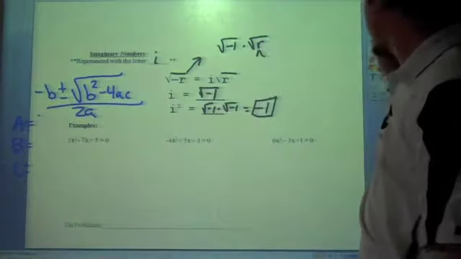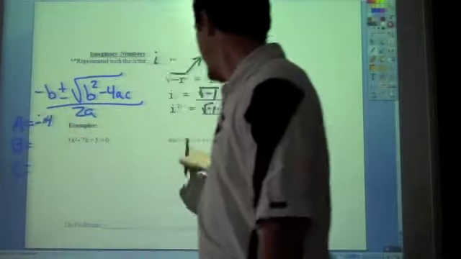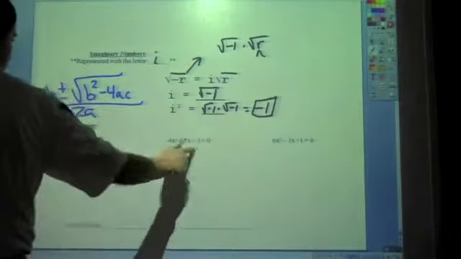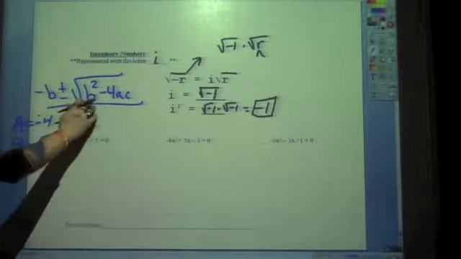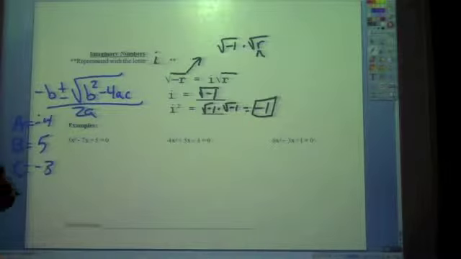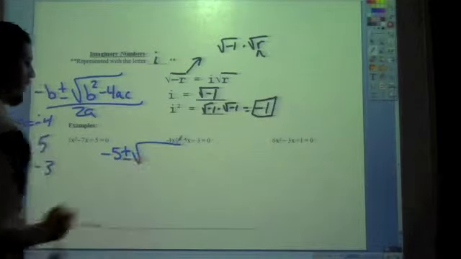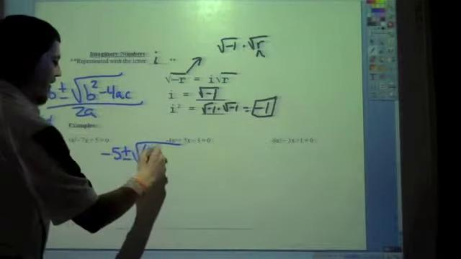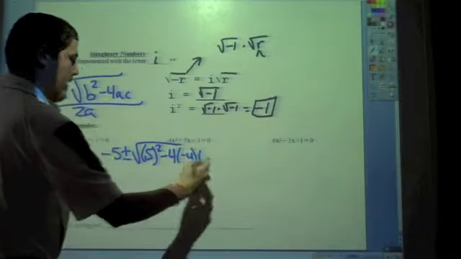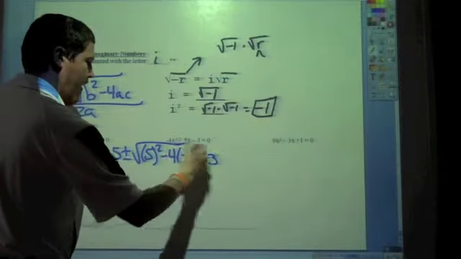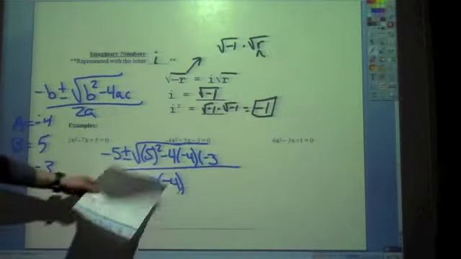We've got negative 4x squared plus 5x minus 3. So a is going to be negative 4, b is going to be 5, and c is going to be negative 3. So we plug this into the quadratic formula, negative b plus or minus the square root of b squared minus 4ac over 2a. So negative b is going to be negative 5 plus or minus the square root of 5 squared minus 4 times negative 4 times negative 3. And all of this is over 2 times negative 4.